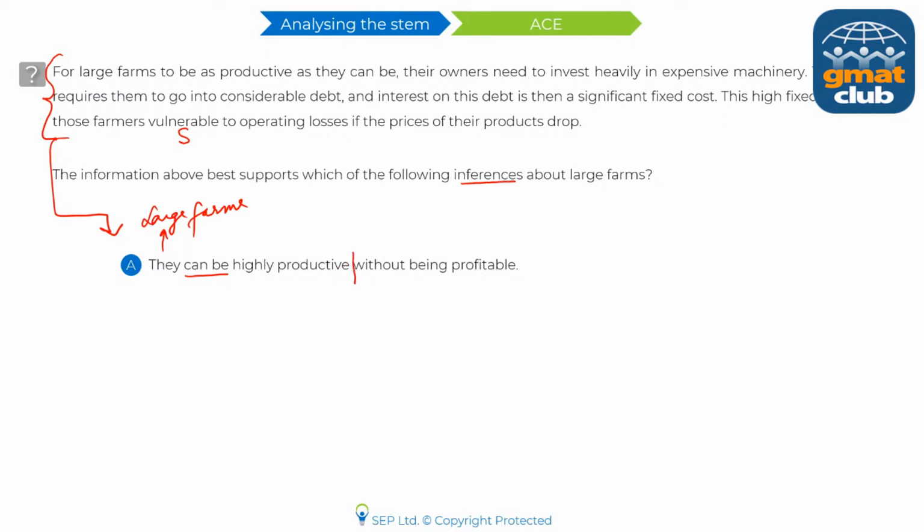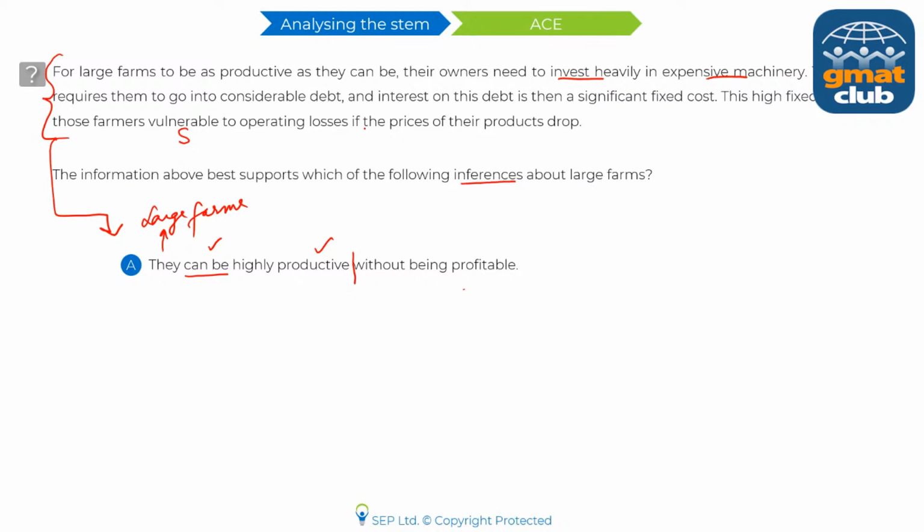I'm going to stop here and think, okay, with the information given in the passage, can I infer that the farms can turn highly productive? And I'm thinking, yes, if the farmers invest in the machinery, then definitely there is a possibility that the farms can turn highly productive. So I'm okay about this part, without being profitable. All right. So is it possible that although these farms become highly productive, they don't make a profit? Well, where were we talking about losses?